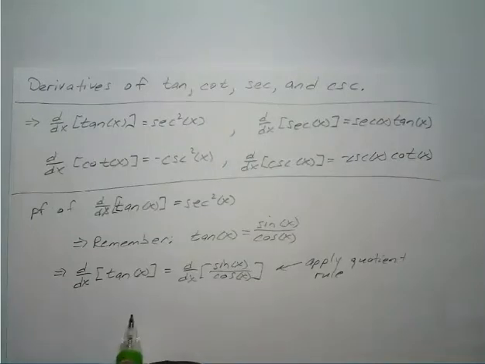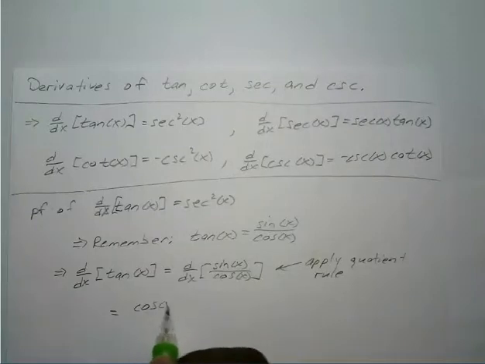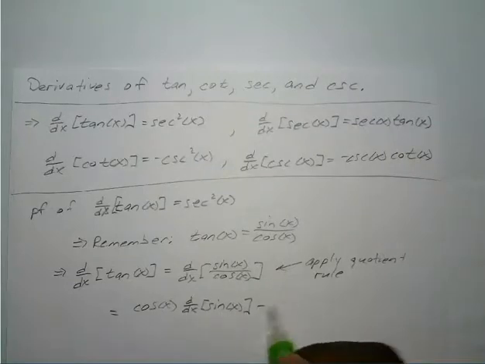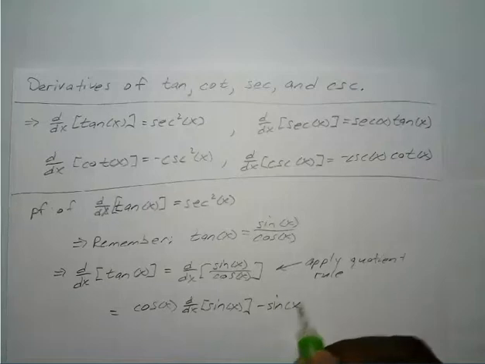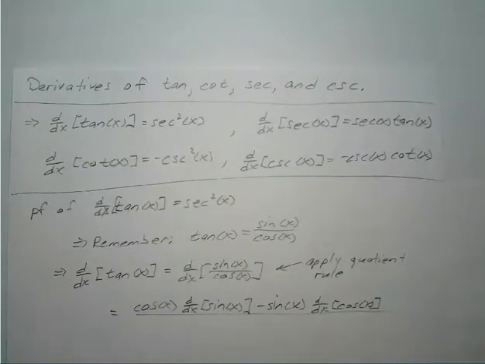Okay, which means you have your denominator. That equals your denominator, which is cosine of x, times the derivative of your numerator, minus your numerator times the derivative of your denominator, all over your denominator squared.